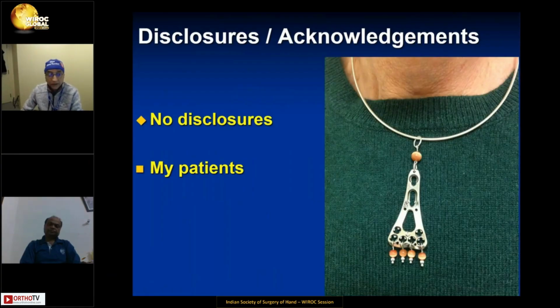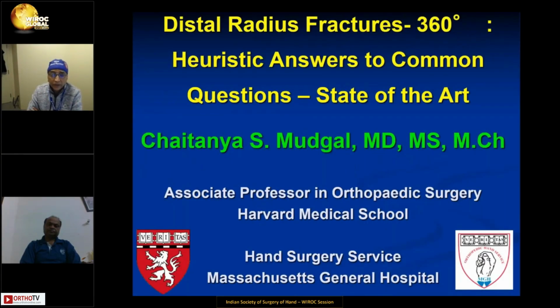You'll notice the title of the talk was Heuristic Answers, and heuristic means experience-based. Over the last 35 years, I've been asked questions at meetings which pertain to the fractures of the distal radius when I travel all over the world. And there is a common theme in all these questions, and those are the questions that bother all of us.